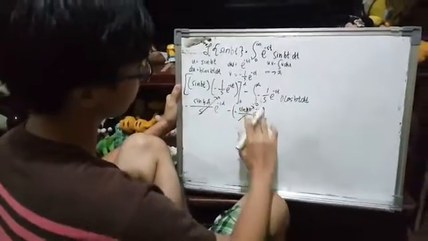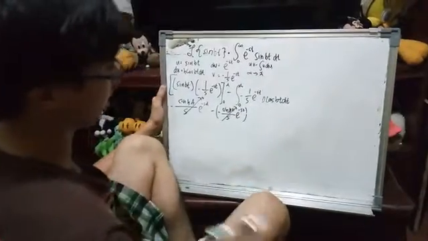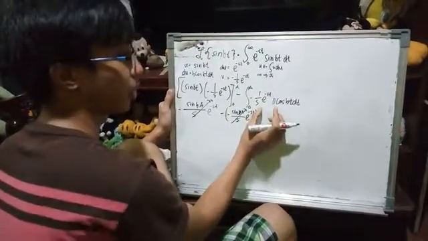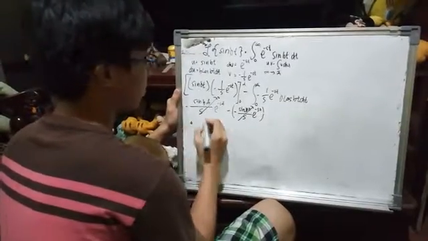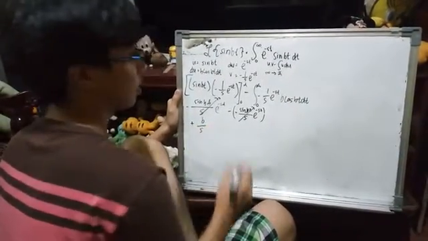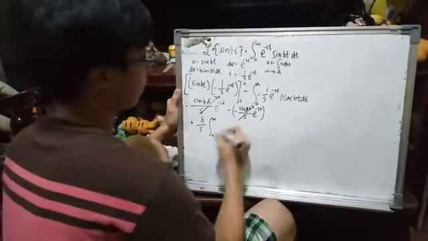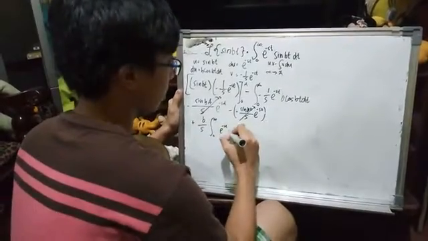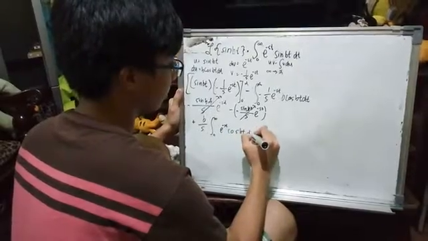So let's just focus on this part. As you can see, we can pull out our constant. So it will become positive b over s times the integration of e raised to negative st cosine bt dt.